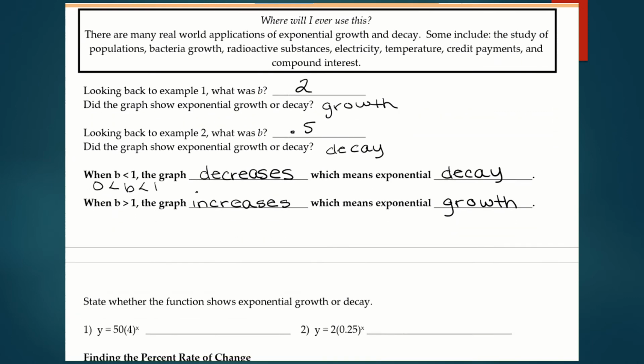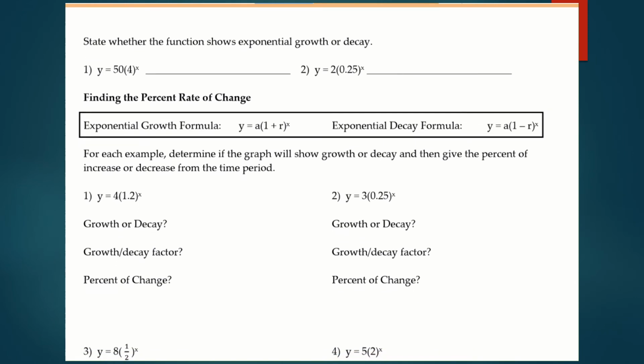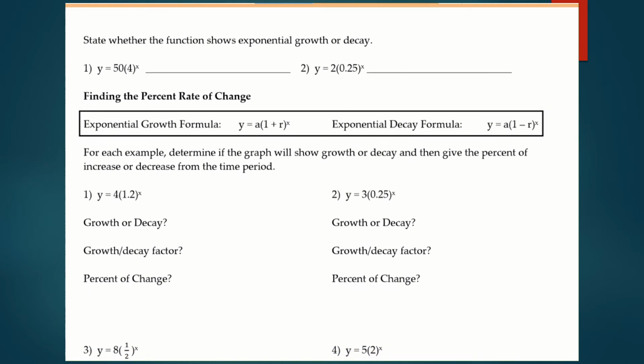All right, so now let's take a look. We're going to go down in our notes a little bit more here. Let's work with that b value. Let's make sure we can identify, based on what b is, if we have an exponential growth or an exponential decay. Whew, it's been a while.